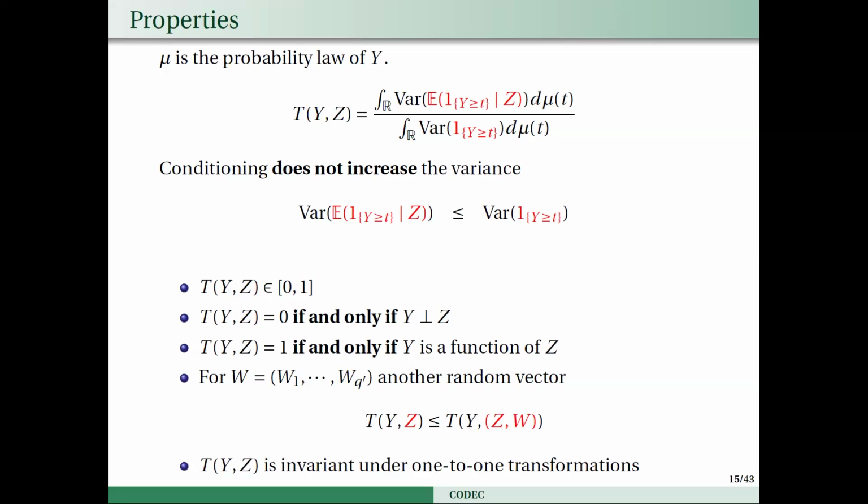This property is saying that we have invariance under one-to-one transformation. It's something that is important to have. Let's say I'm changing the unit of measurement from centimeters to inches, for example. The measure of dependence should not rely on this sort of transformation. So it will capture that.